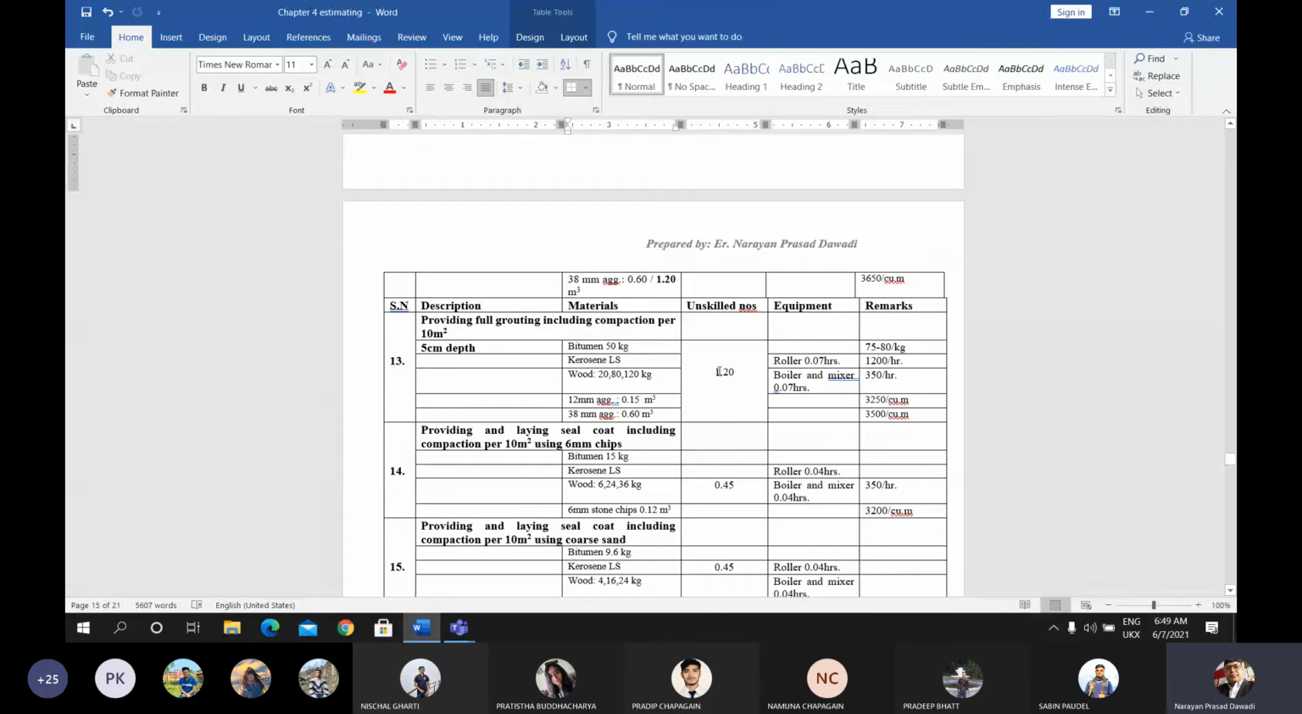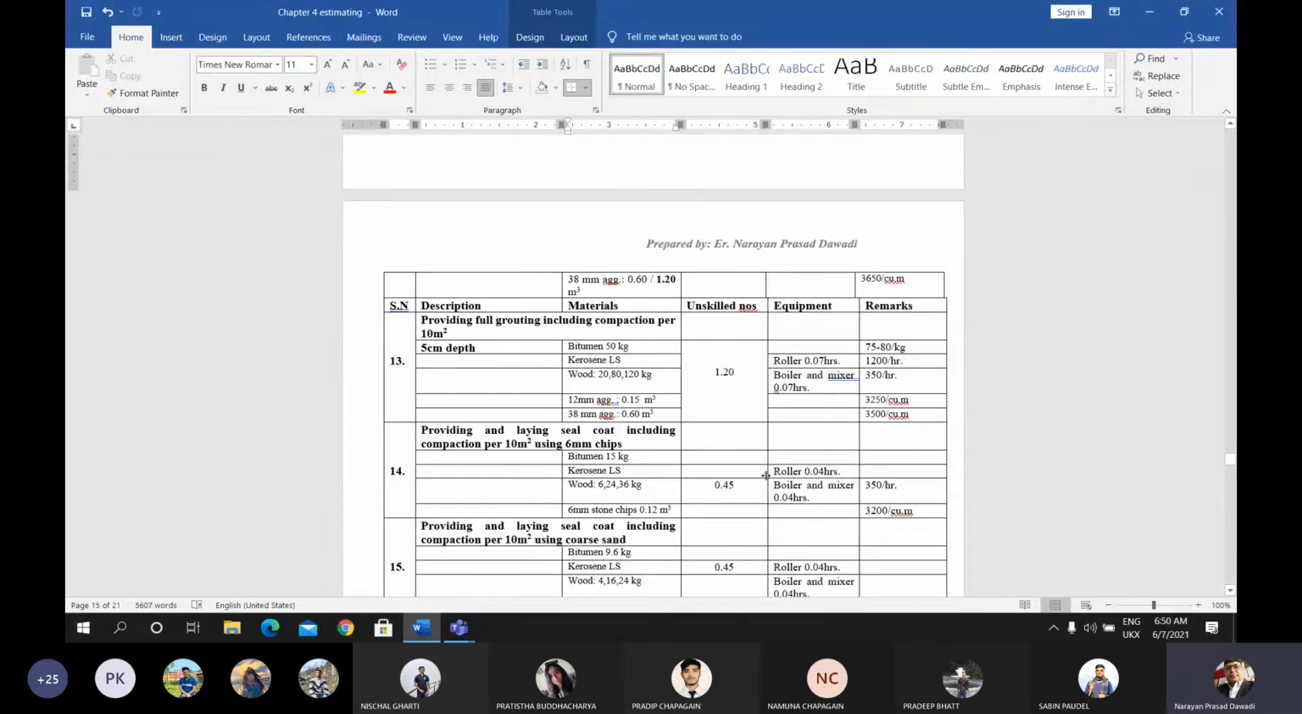You can take the rate of the bitumen as 75 to 80 per kg, kerosene lump sum, roller as 1200 per hour, boiler and mixer as 350 per hour, 12 mm size aggregate 3050 per cubic meter, 38 mm size aggregate 3500 per cubic meter. The rate of the aggregate depends upon the size of the aggregate.